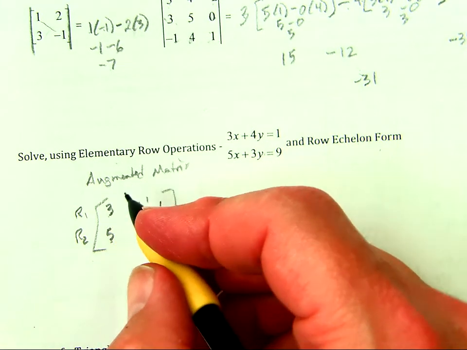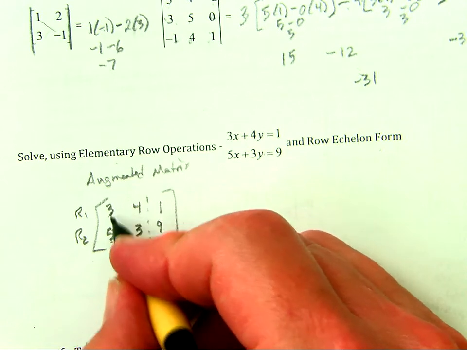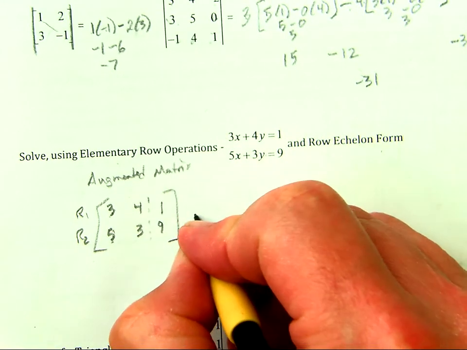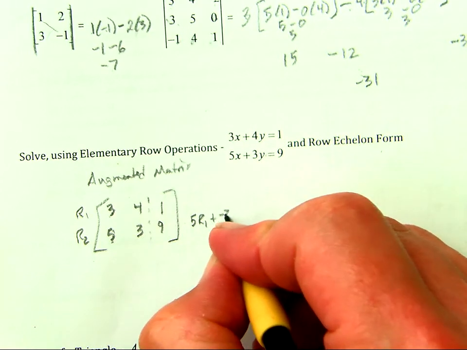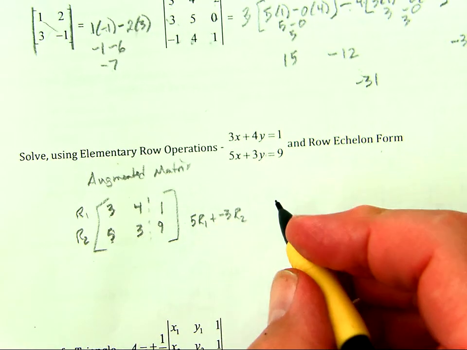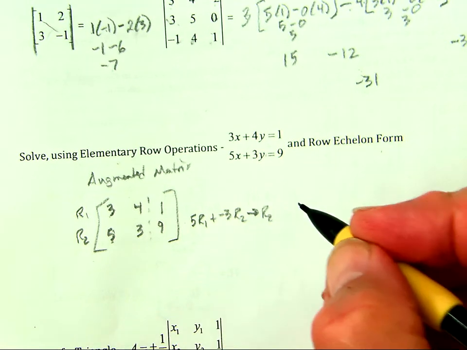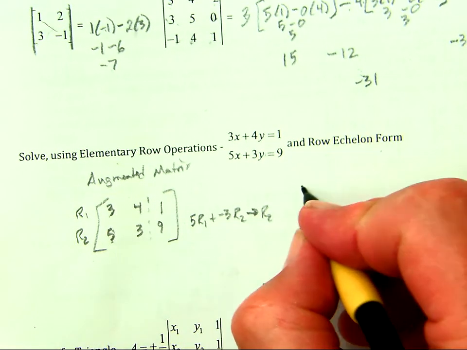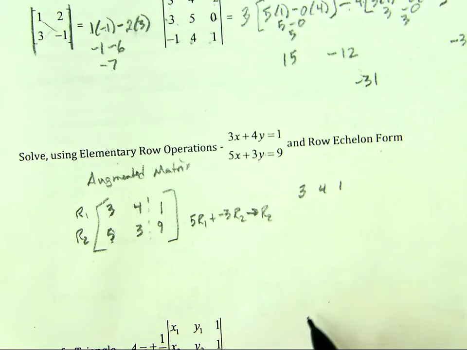this kind of goes back to what we were doing with systems. We want these two to match up so we can cancel this 5 out. Well, how about if I took 5 times row 1 plus a negative 3 times row 2, and that became my new row 2. So I'm going to leave the top row alone. It doesn't change, even though we're going to use it. It stays 3, 4, 1.